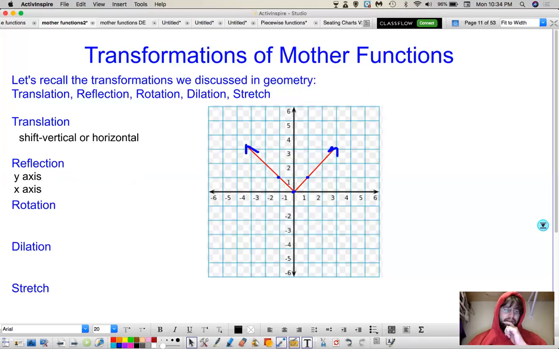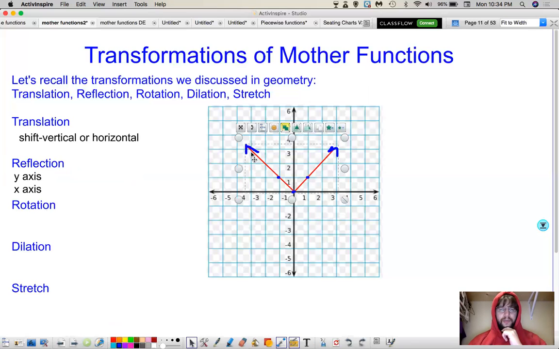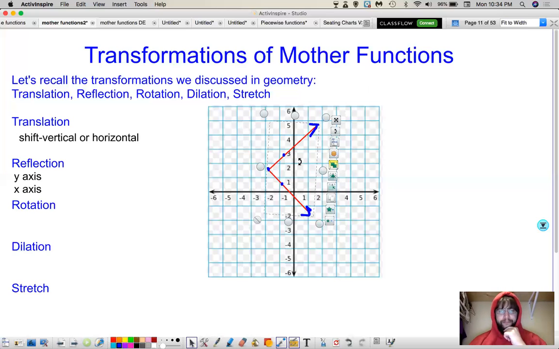Rotations, let's think about this. If I grab this mother function right here, I start turning it, what's wrong with that? That's not a function. So rotations are out. We cannot rotate. Rotations are a no-no.